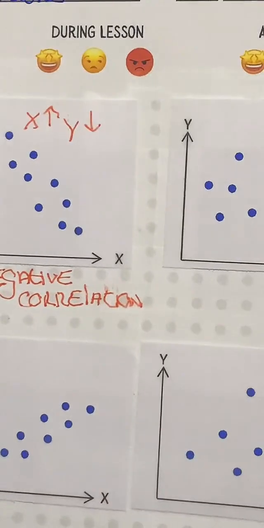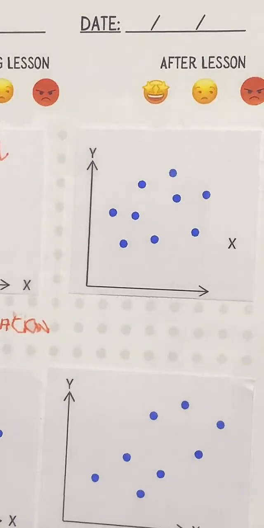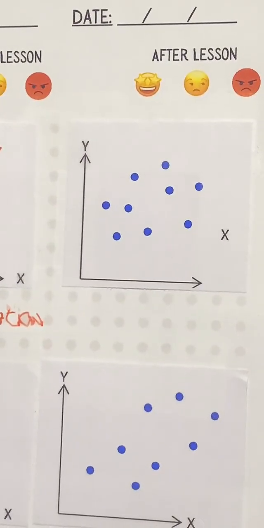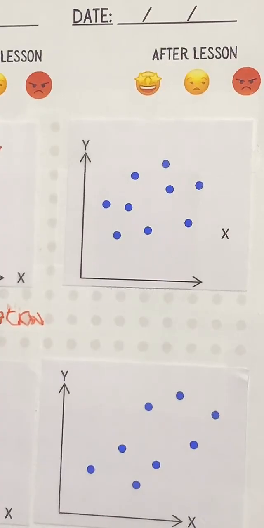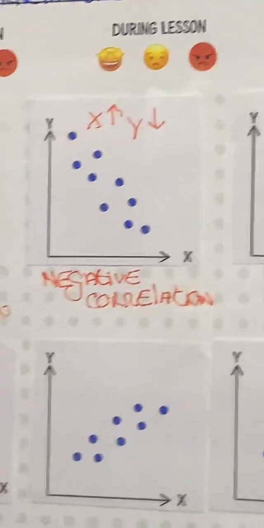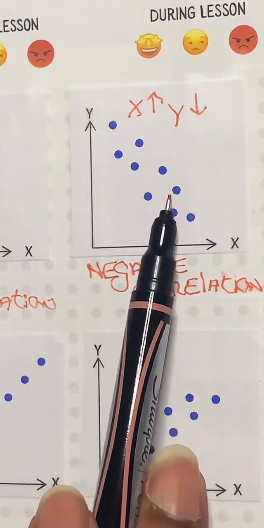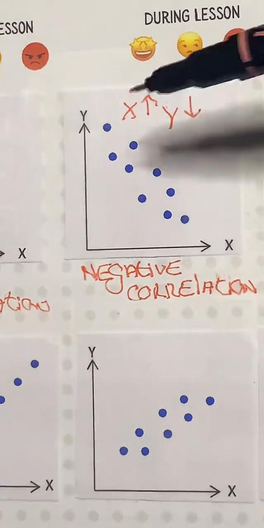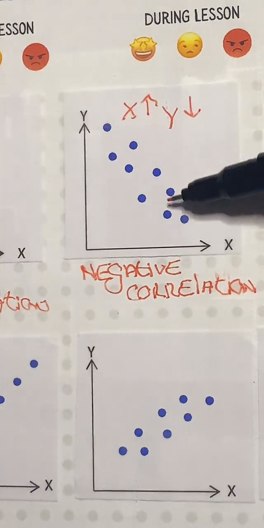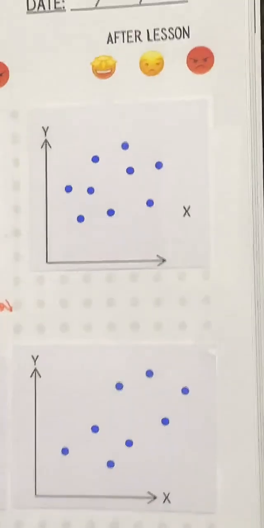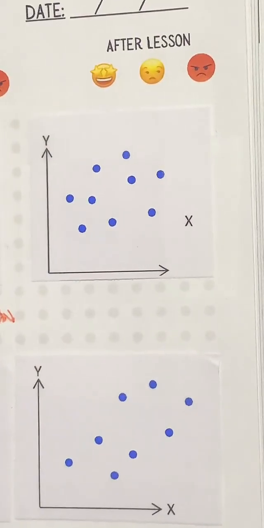Okay. So here we go. Boom. What's going on with this third one? So as one increases, the other decreases. So as my x's are increasing in value, my y's are going in a downward slope or decreasing. Okay, it is scattered. This one, all over the place.